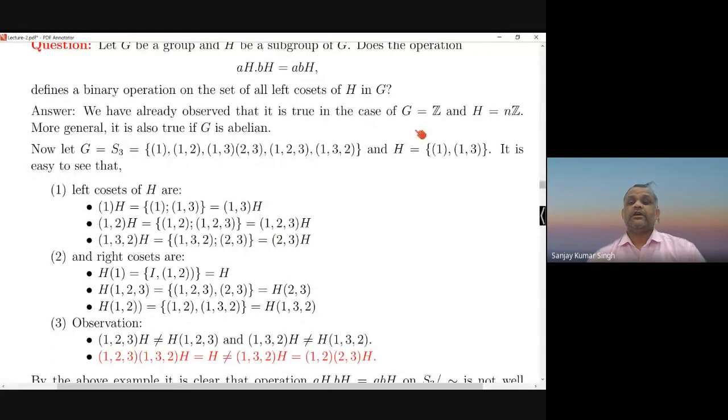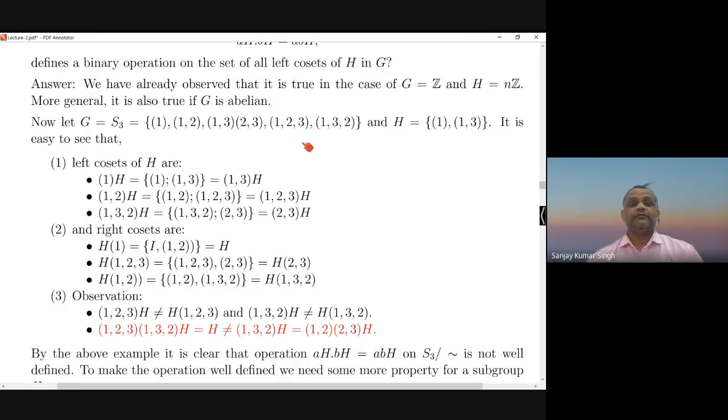At least we have already observed that if G is equal to Z and H is equal to nZ, then the set of left cosets of nZ inside Z has a group structure, which we have denoted by Zn or Z by tilde n. Actually, this idea can be generalized and we can prove something more general. It is true for abelian groups.